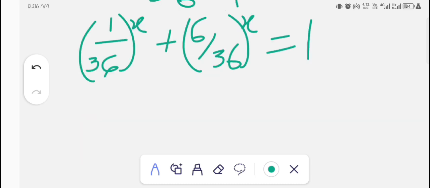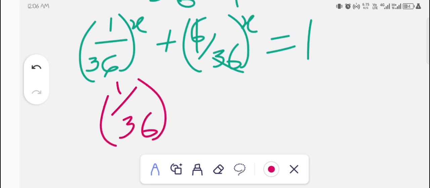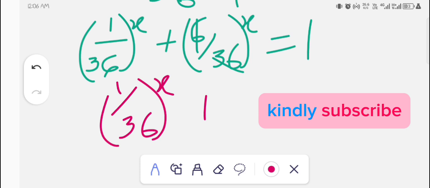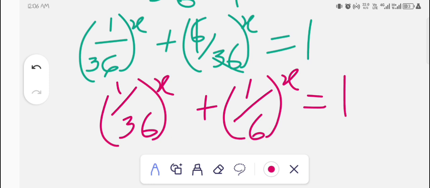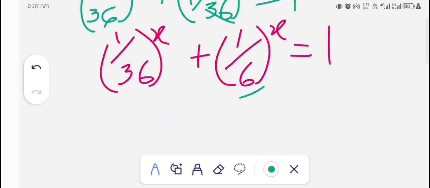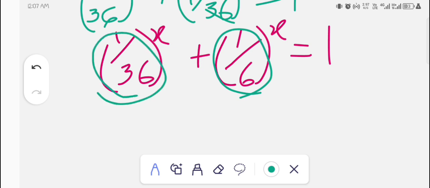Very good. We observe that we can break down 6 and 36, right? Very good. So we have 1 upon 36 whole power x plus 1 upon 6 whole power x to be equal to 1. Now observe here we have 1 upon 6. We can also decide to rewrite 1 upon what? 36 as 1 upon 6 all squared, right? So let's do that already.